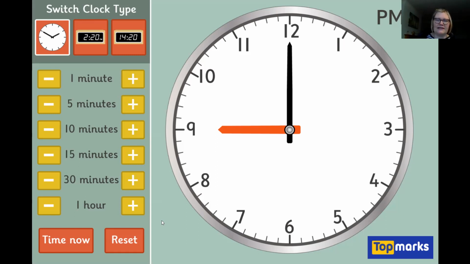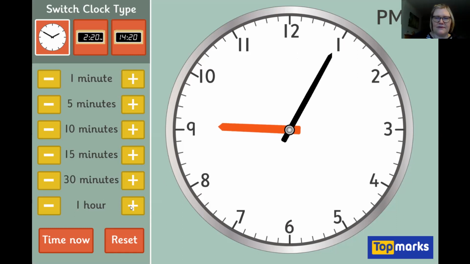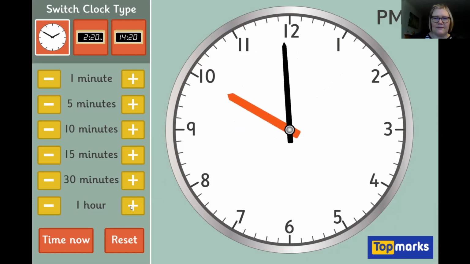Now I'm going to move the hands, and I want you to watch very carefully what happens to the black hand, the minute hand. So watch very carefully. Yeah, see that? So what happened? The minute hand has gone all the way around the clock. So how much time has passed? Can anybody tell me? Yeah, it's an hour. An hour has gone past.